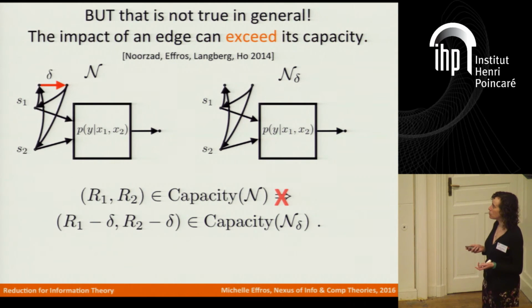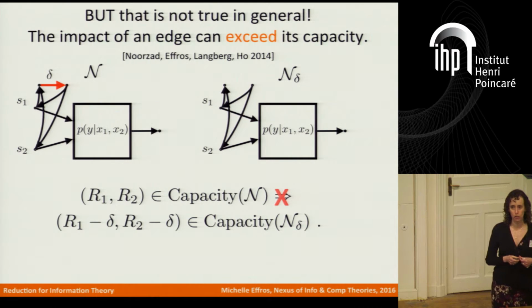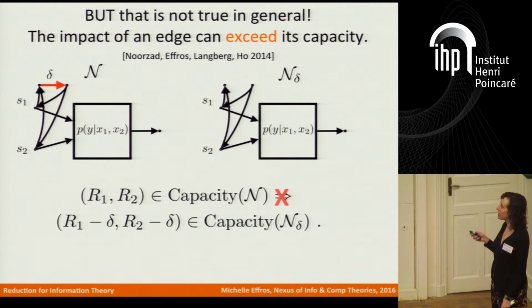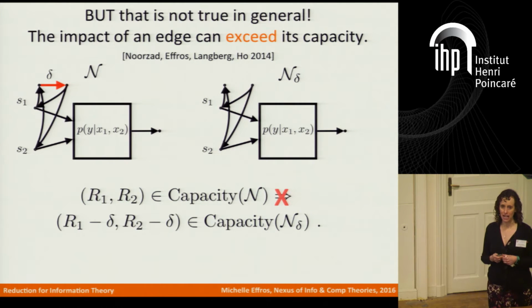Surprisingly, though, in this case, we actually were able to construct a counterexample. Again, it involves a multiple access channel, but a more complicated sort of machinery in which we're adding this extra link. And in this case, we were able to demonstrate that there exist multiple access channels for which the achievability of R1, R2 in the capacity region of a network N that contains some link of capacity delta does not imply the achievability of R1 minus delta, R2 minus delta in the network that you would get if you remove that single edge of capacity delta. And that was surprising since we've been unable to do the same in the realm of lossless links.